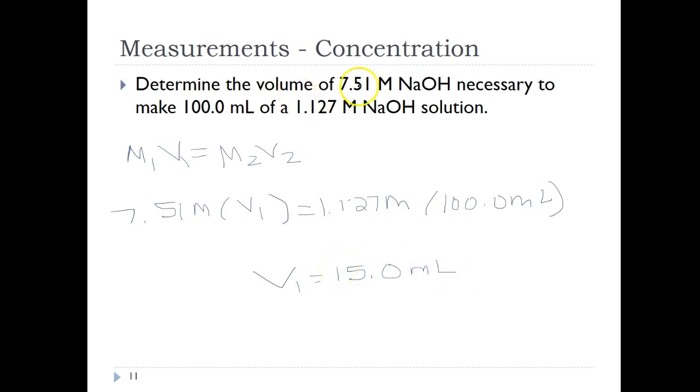So what this is telling me, I would need to get the pipettes out to transfer 15.0 milliliters of this 7.51 molar sodium hydroxide solution, put those 15 milliliters into a 100 milliliter volumetric flask, fill it up to the line with water, invert it, and we're good to go.